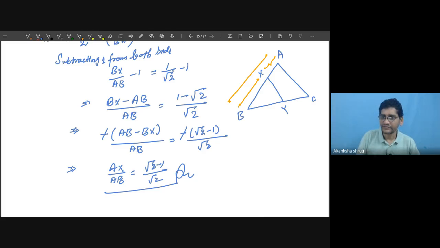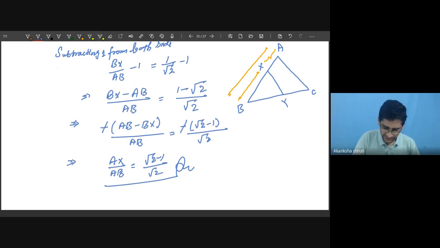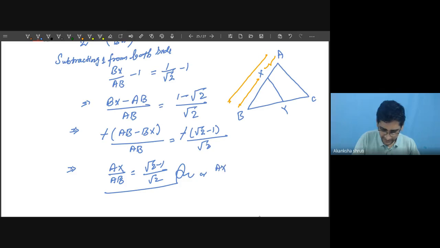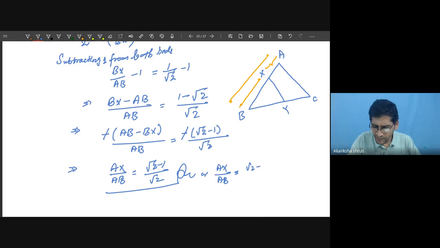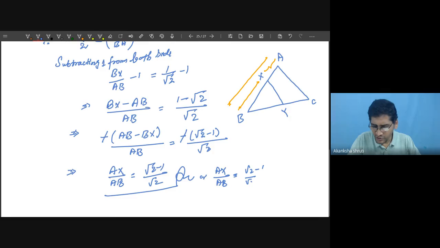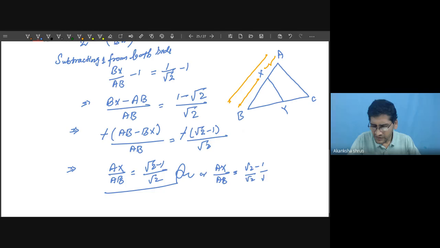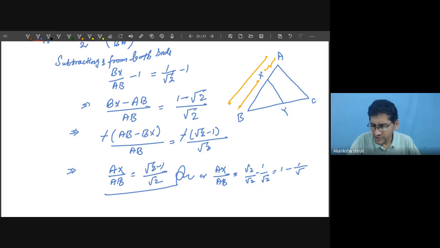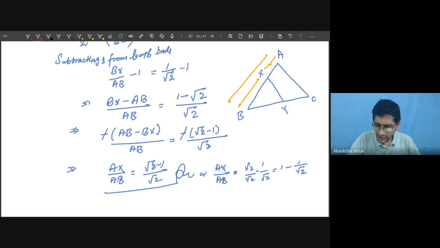It's so simple. You may rationalize this, that is also okay. Or AX by AB, because the answer may be given in different forms. If there are MCQs, then you may divide it. So root 2 minus 1, you have to distribute this root 2 to both the numerator terms, means root 2 as well as the minus 1. So it is like 1 minus 1 by root 2. It is also okay.